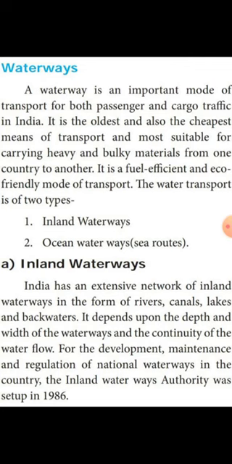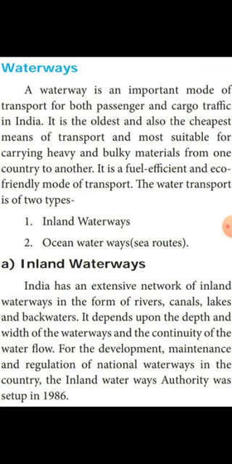Listen very carefully, students. Waterway is an important mode of transport for passengers and cargo traffic in India. It carries passengers and cargo. Cargo means goods carried on ship. Then it is the oldest and cheapest means of transport. The waterway is the oldest and cheapest means of transport.